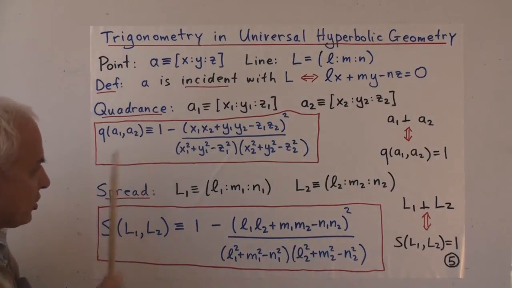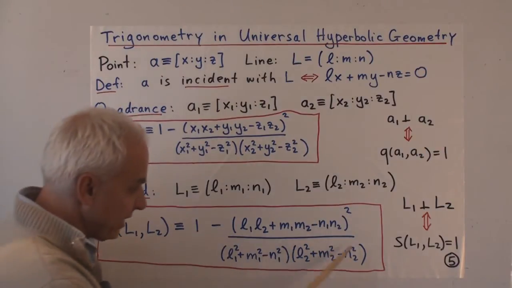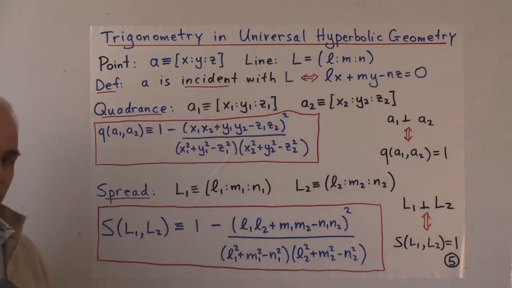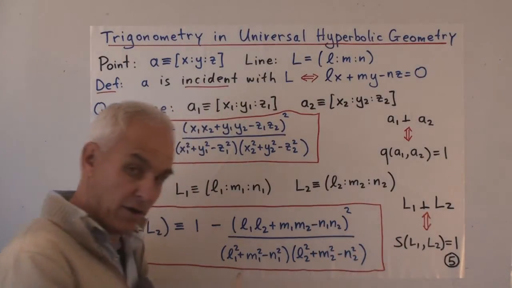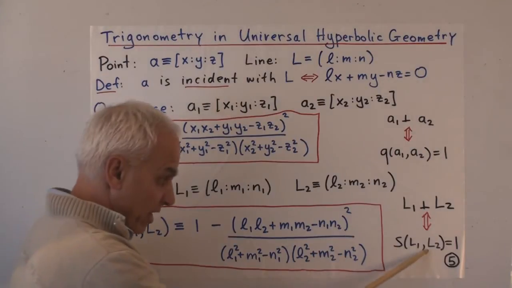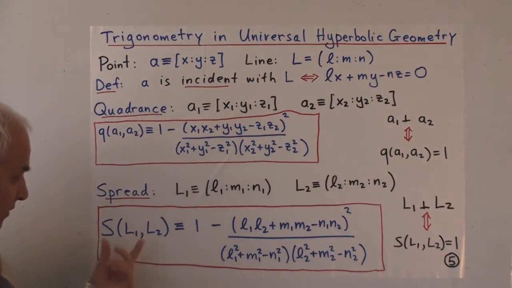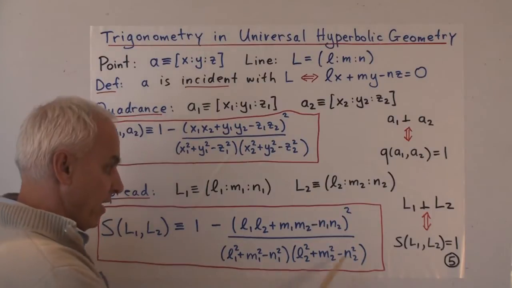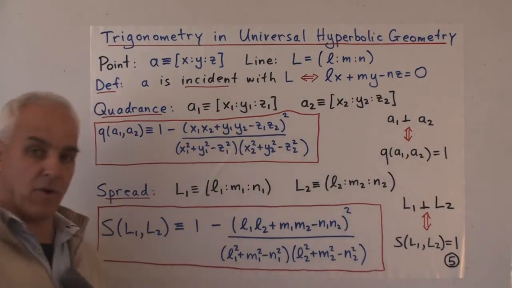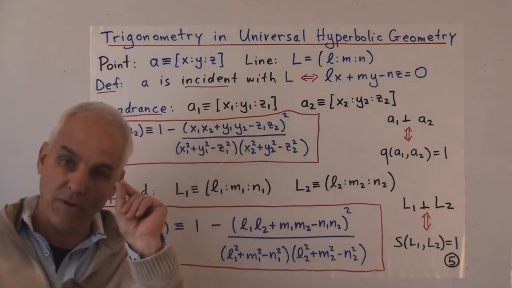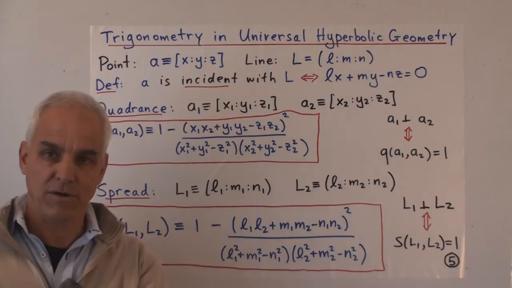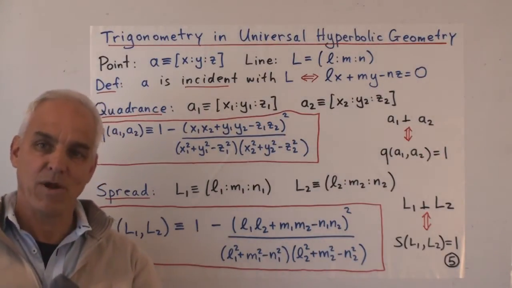Now, one more thing that we do with these things, with the Euclidean case, we use the notion of spread to define perpendicularity and parallelism. We're going to do half of that here. We're going to say that 2 lines are perpendicular precisely when the spread between them is 1. So this spread is 1. In other words, if this quantity here, the second part, is 0, in other words, when L1 L2 plus M1 M2 minus N1 N2 equals 0, then the 2 lines are perpendicular. It's another way of saying what perpendicularity means.